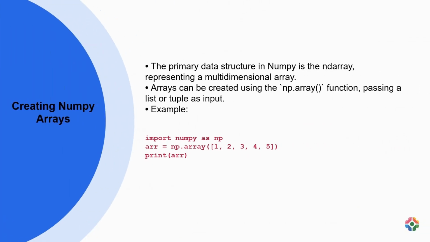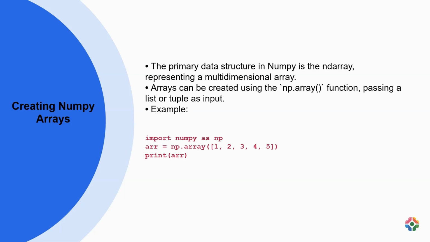Numpy is a Python library primarily used for numerical operations. The main data structure in Numpy is the ndarray, which serves as a multidimensional array. Arrays can be fashioned by utilizing the np.array function, where a list or tuple is submitted as input. For instance, you can initialize an array in Numpy like so.